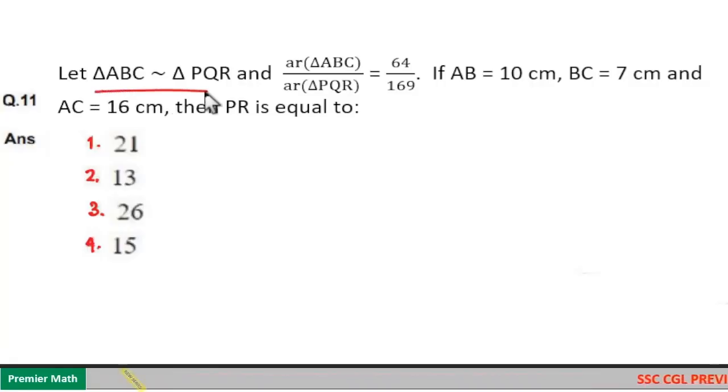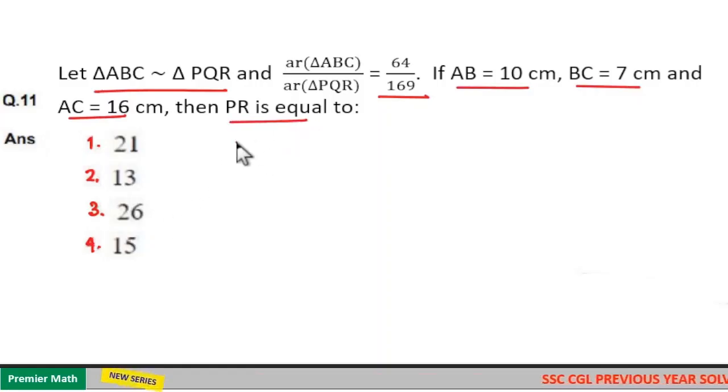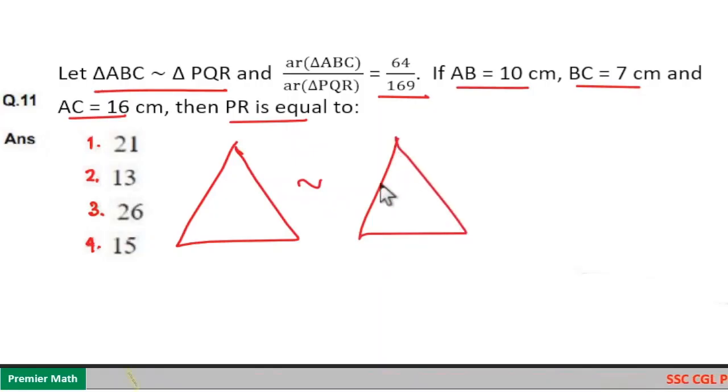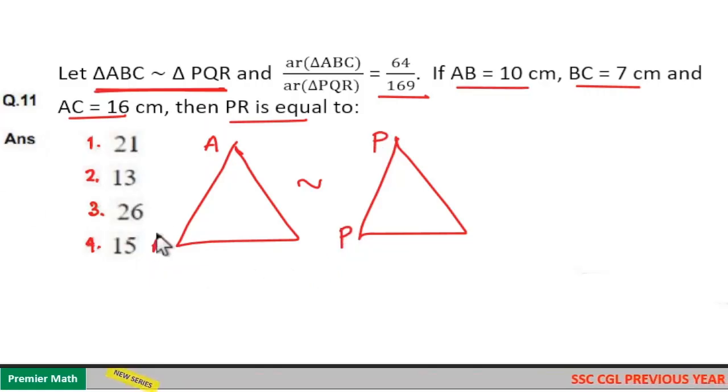Let triangle ABC be similar to triangle PQR. Area of triangle ABC and area of triangle PQR are in the ratio 64 is to 169. AB is 10, BC is 7, AC is 16. Then PR is equal to. Here triangle ABC is similar to triangle PQR. Whenever you are writing similar triangles, always be careful about the letters. That is, if you are writing A here, you should write P here. So, always be careful about that, because the ratio of corresponding sides in similar triangles are equal.